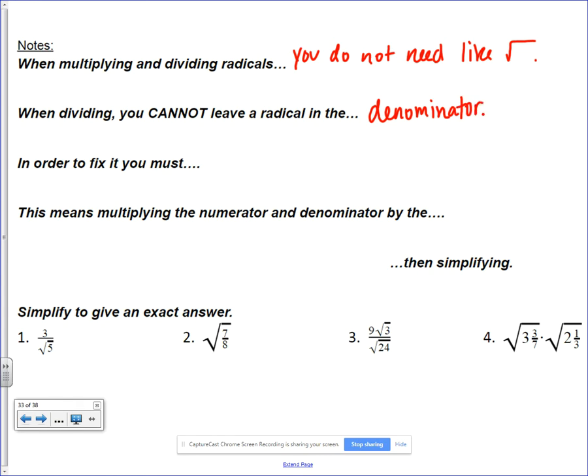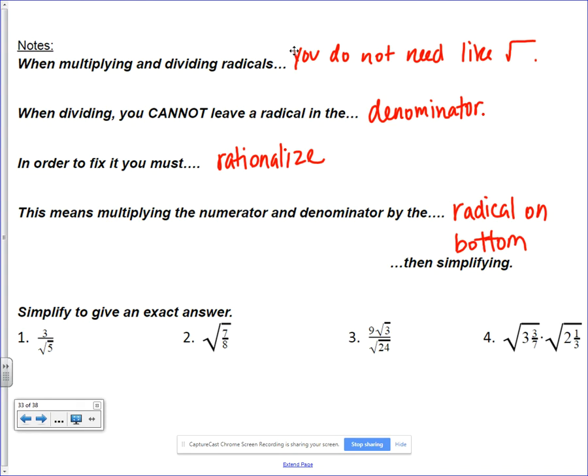In order to fix this, you must do something called rationalizing. This means multiplying the numerator and the denominator by the radical on the bottom, and then simplify it.